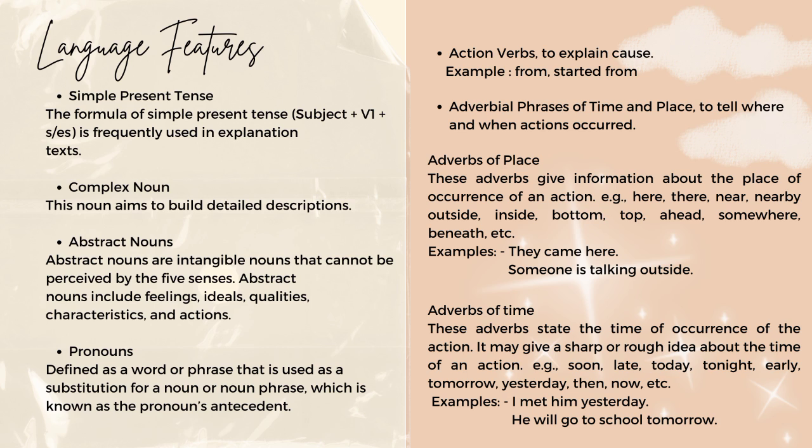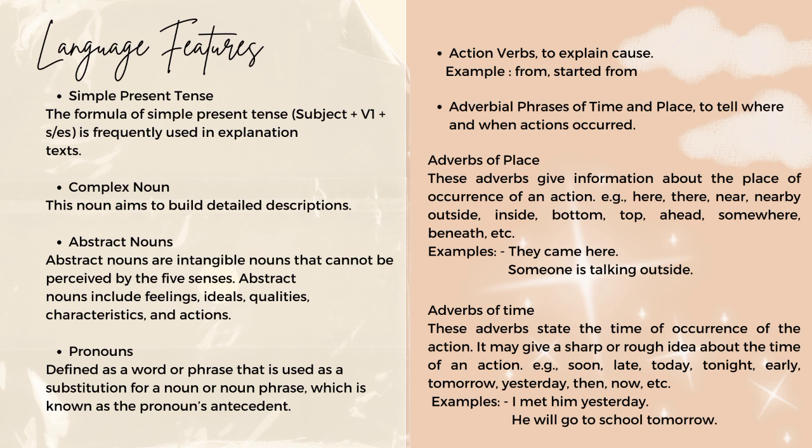3. Abstract nouns. Abstract nouns are intangible nouns that cannot be perceived by the five senses. Abstract nouns include feelings, ideals, qualities, characteristics, and actions. 4. Pronouns. Defined as a word or phrase that is used as a substitution for a noun or noun phrase, which is known as the pronoun's antecedent. For example, where, when, everyone, nobody, and many more.